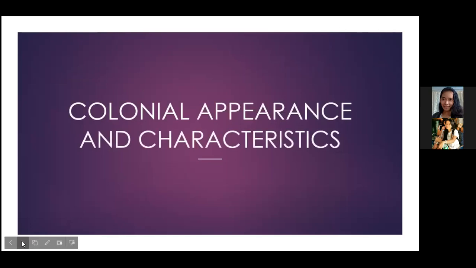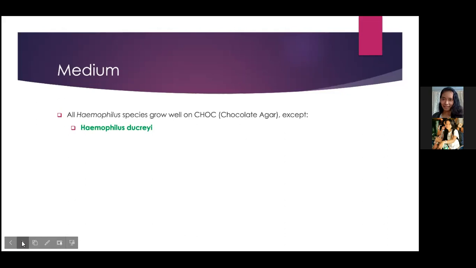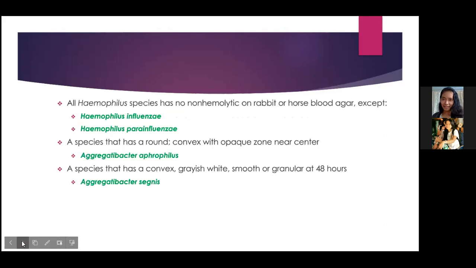Now let's have the colonial appearance and characteristics of Haemophilus species. For medium, all Haemophilus species grow well on chocolate agar except Haemophilus ducreyi. All Haemophilus species are non-hemolytic on rabbit or horse blood agar except Haemophilus influenzae and Haemophilus parainfluenzae. A species that has a round convex colony with an opaque zone near the center is Aggregatibacter aphrophilus, and a species that has a convex, wide, smooth or granular colony at 48 hours is Aggregatibacter segnis.